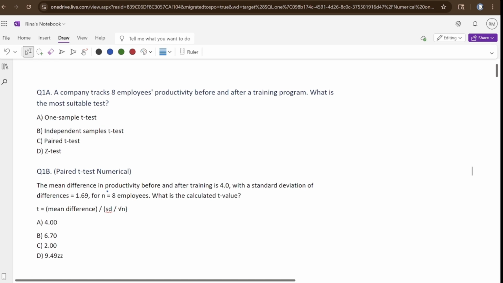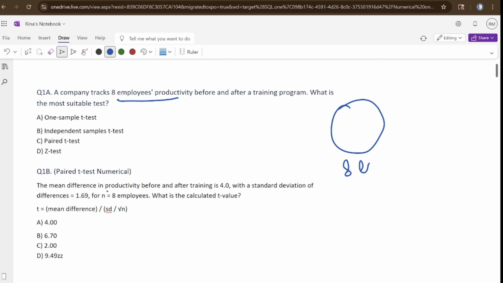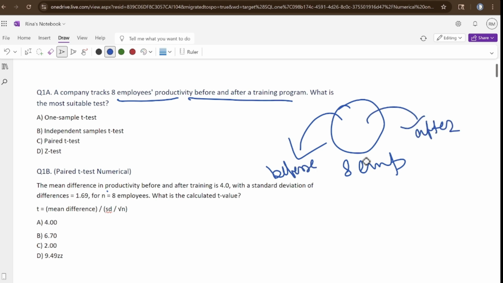Okay, first question. A company tracks 8 employees' productivity before and after a training program. Same sample, but you are checking before and after a training program. So same sample, you are doing a before-after test. That means you will go for a t-test. But which t-test? Paired t-test.